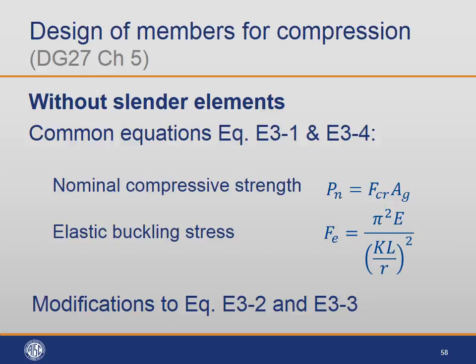Moving on to compression, Chapter 5 of the design guide. So firstly, let's look at the expressions where you don't have slender elements. No change to the equations E3-1 and E3-4, which give the nominal compressive strength and the elastic buckling stress. However, there are modifications to equations E3-2 and E3-3.